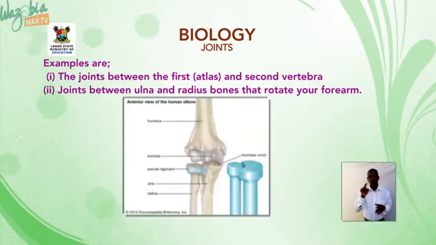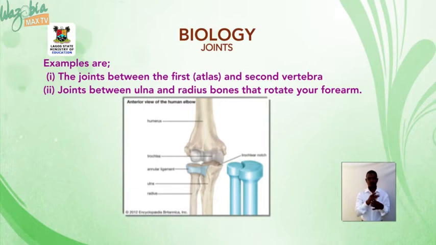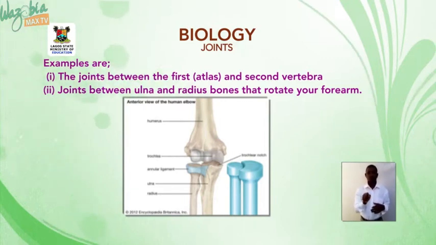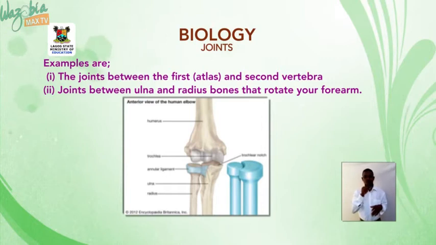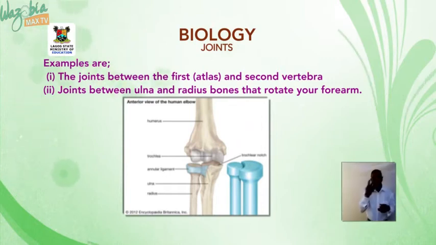Examples are 1. The joint between the atlas and axis. 2. Joint between ulna and radius bones that rotate your forearm.